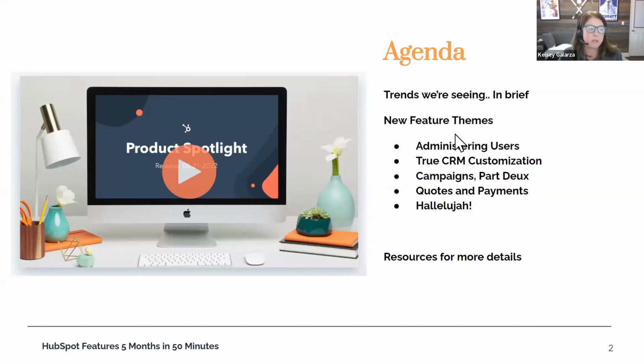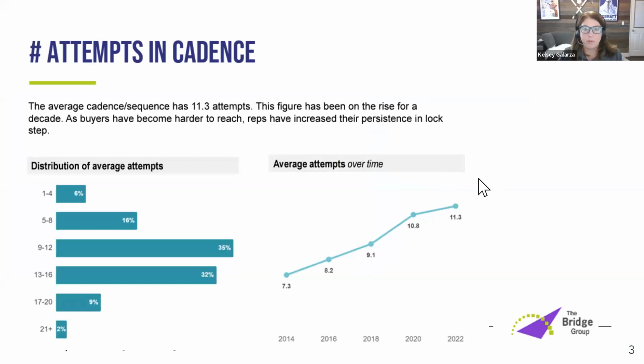And then the themes we're going to talk about: administering users. This is a big one for me. I found this to be incredibly valuable as of late. More customization than ever before. Campaigns that have been improved a little bit. Quotes and payments are all continually on the upgrade, and then some hallelujah items that we've been really desperate for that finally were released. I want to first start with that first item, which is trends that we're seeing.